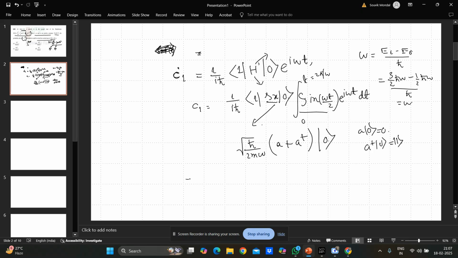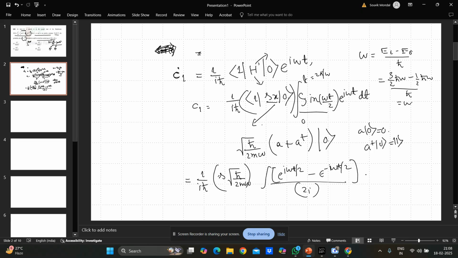Okay, so it will simply become 1 by i h cross, lambda, into root under h cross by 2m omega. This is this term. Okay, bra 1 lambda x ket 0 gives this term. Then sine omega t by 2, write it as e to the power i omega t by 2 minus e to the power minus i omega t by 2, divided by 2i.